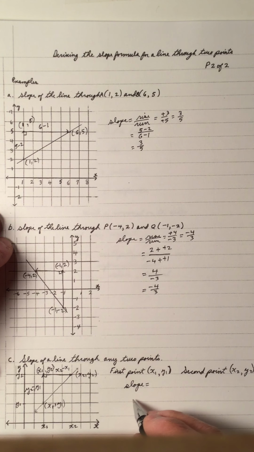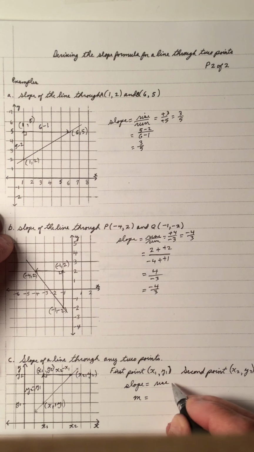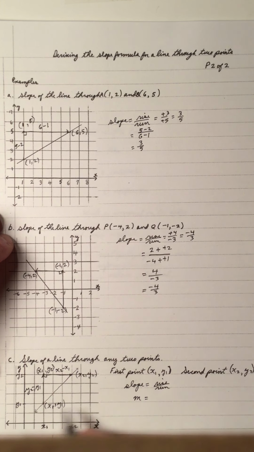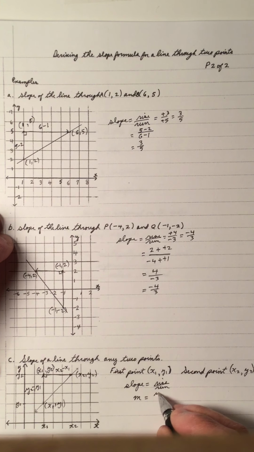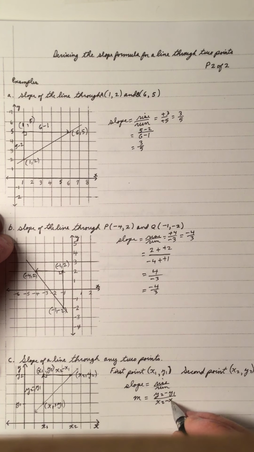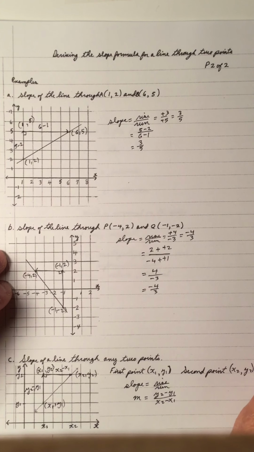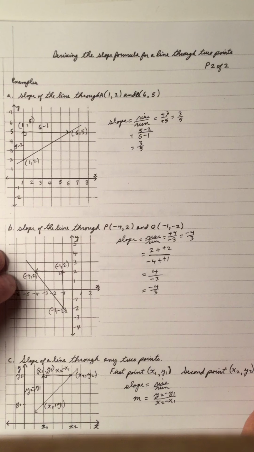So to come up with the slope formula, because we're using the slope formula, we can let the slope be represented by m. That's what they do in math. And the slope is the rise over the run. So now the rise is the difference in the y, so it's y2 minus y1 all over the run, which is x2 minus x1. So this is deriving the formula for the slope of a line going through 2 points.